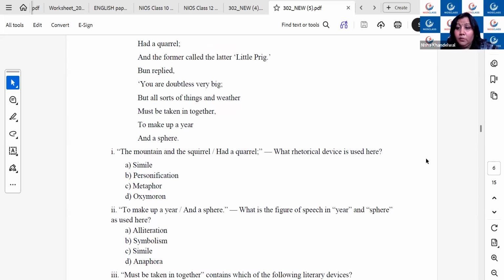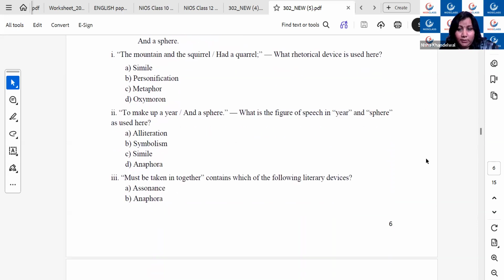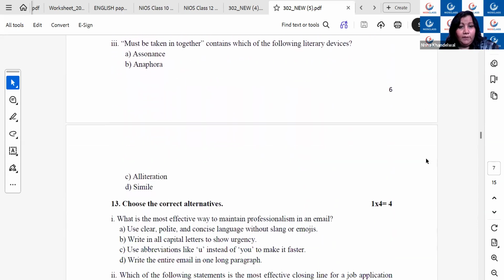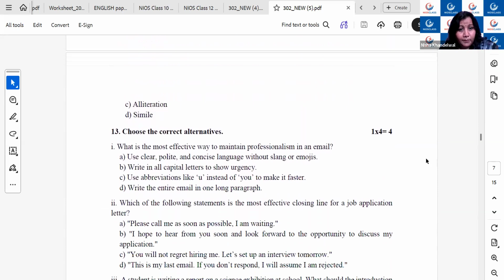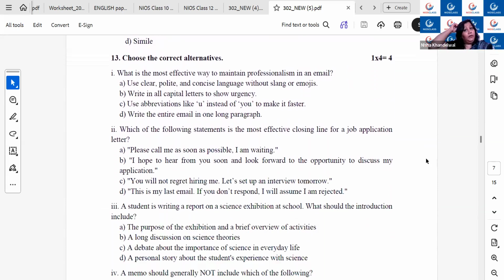So here we have next. Now this is the poetry MCQs. Then we have grammar one. Okay, here is the grammar one. As I said, grammar could also include writing questions in the MCQs.